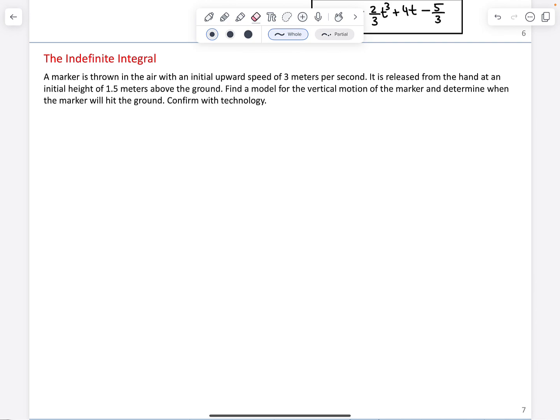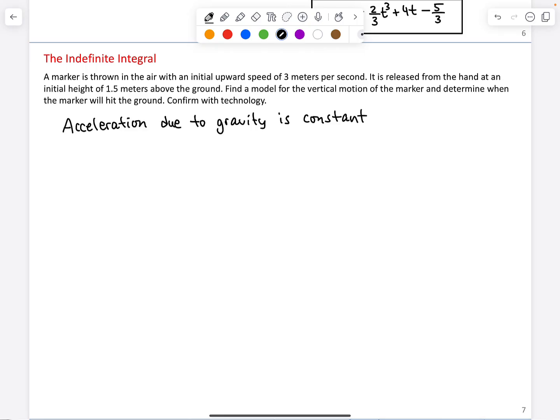Confirm with technology. The key to solving a problem like this is to use the model that the acceleration due to gravity is a constant. Now, depending on whether you are in the metric system or the US customary units system, that constant will either be negative 9.8 approximately meters per second squared, and negative because we're going to say acceleration is downwards. Up is the positive direction of motion and down is the negative direction of motion. If you're in the US system, it'll be negative 32 feet per second squared.